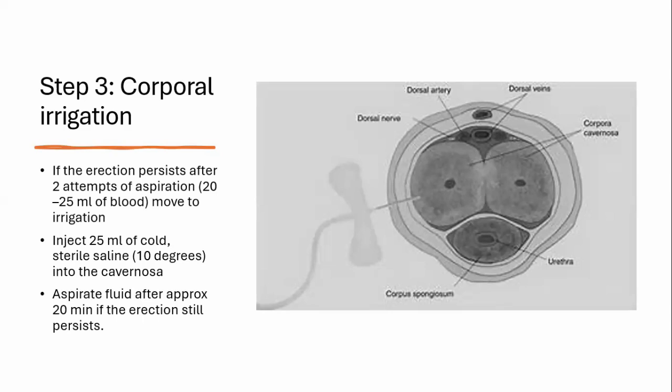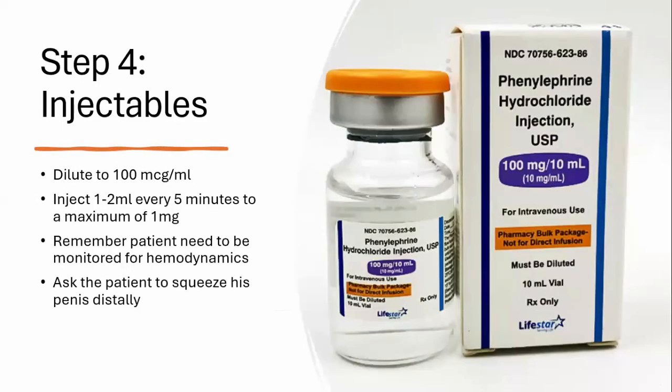So they say inject 25 mL of cooled sterile saline, they say 10 degrees, into the corpora cavernosa. And then after 20 minutes, you're going to aspirate that if it still persists. It's nice if you have a butterfly in there, it just stays there and you can do that. Obviously, if this doesn't work, you're going to go to phenylephrine.